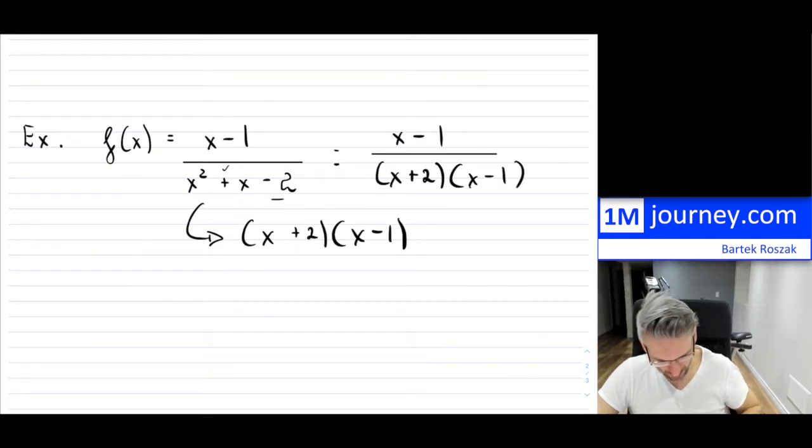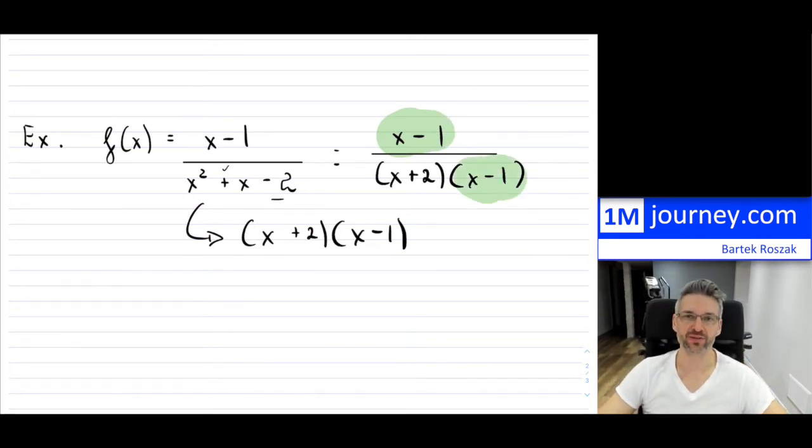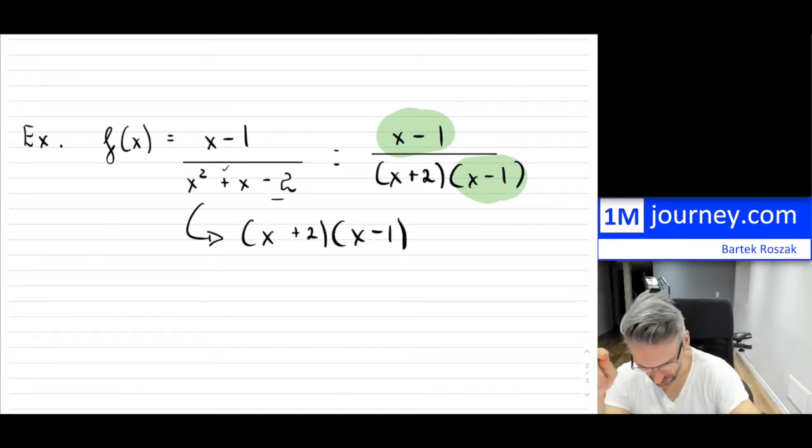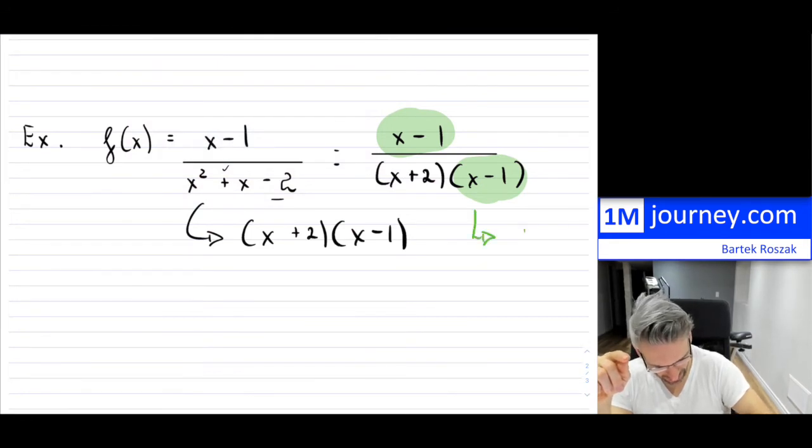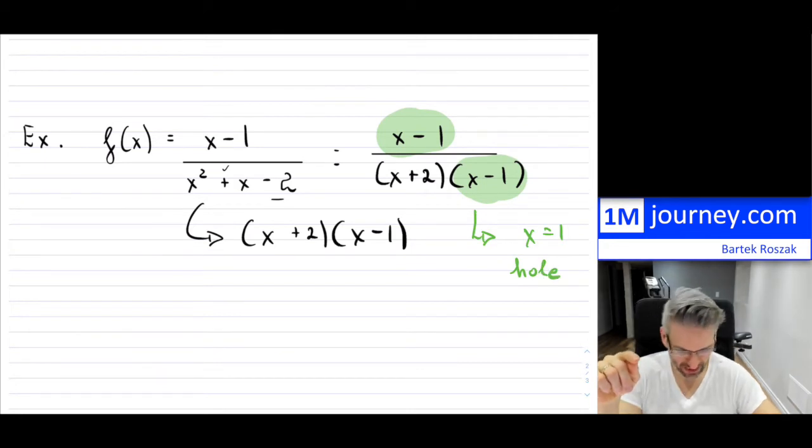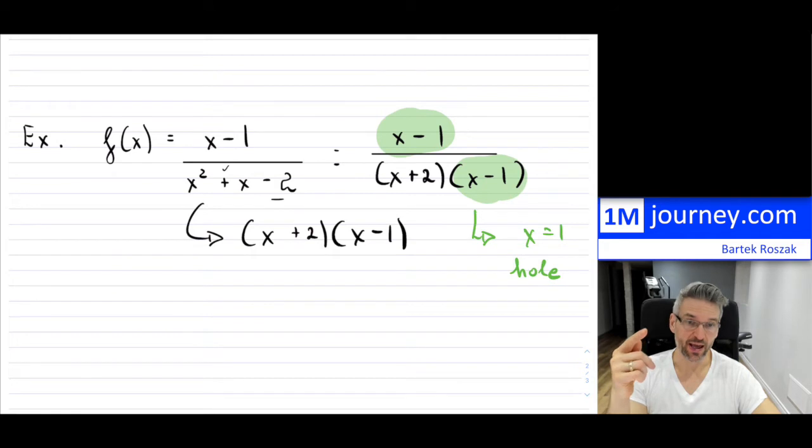Okay, so that's what I would have here. And now, right away I notice we have x minus 1 and x minus 1. Whenever this happens, we know that we have a hole in our function at that point. So at x is equal to 1 we have a hole. It's not going to be defined at this point, because we have a 0 in the numerator and a 0 in the denominator, so that gives us a hole.